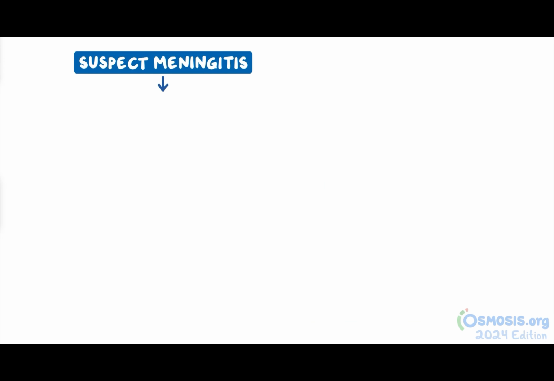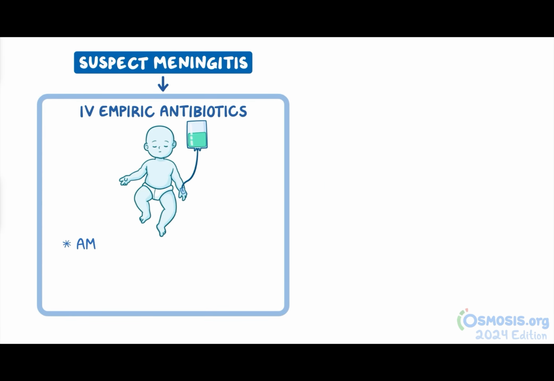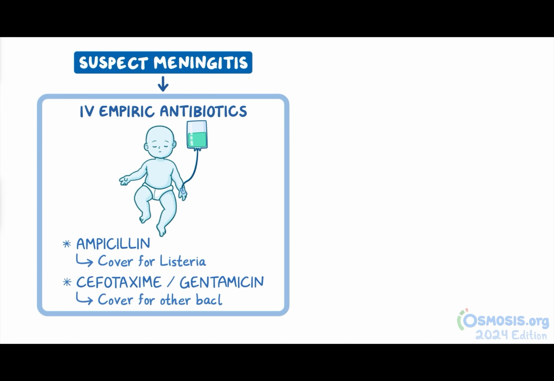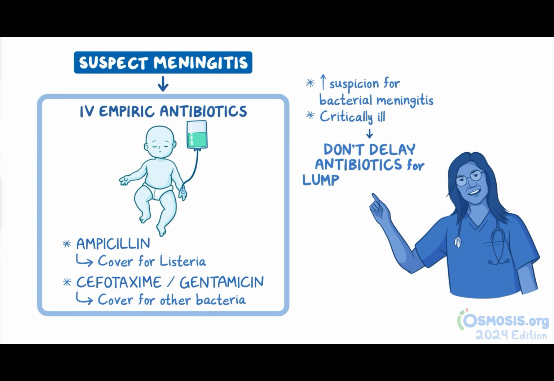Once you obtain these labs, begin treatment with intravenous empiric antibiotics, including ampicillin to cover for Listeria, in combination with cefotaxime or gentamicin to cover for other potential bacteria. Remember, if there's high suspicion for bacterial meningitis and your patient is critically ill, don't delay administering antibiotics for the sake of performing a lumbar puncture first.